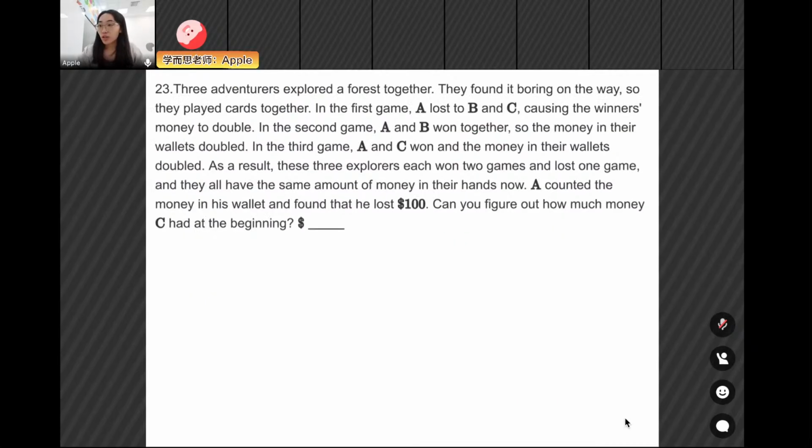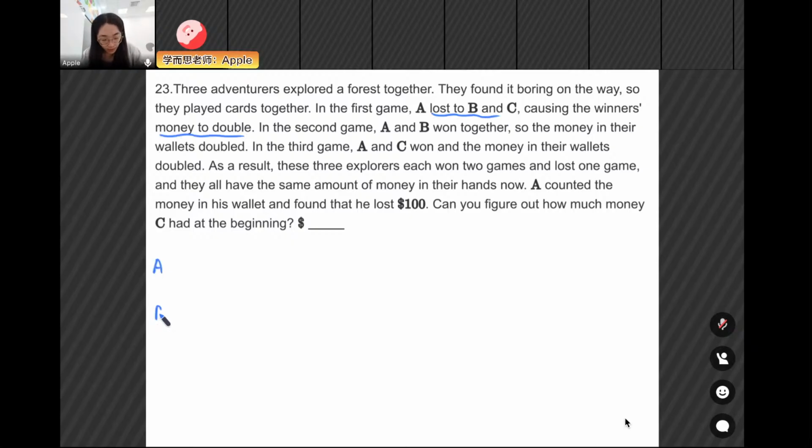Then next one, question 23. Well, this is also about working backwards, but it is a bit tricky. Three adventurers explored a forest together. They found it boring on the way, so they played cards together. In the first game, A lost to B and C, causing the winners' money to double.